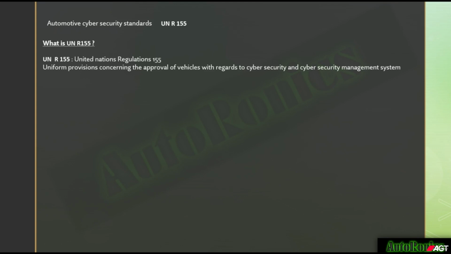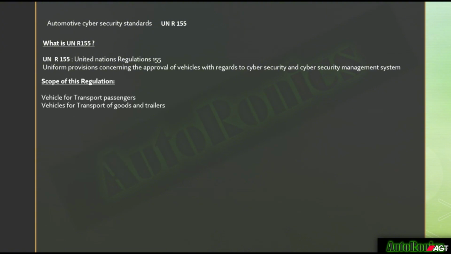Okay, now we will look at another standard, which is UNR 155. So what is UNR 155? UNR 155 stands for United Nations Regulation 155, which is uniform provisions concerning the approval of vehicles with regard to cybersecurity and the cybersecurity management system, which is CSMS. Yes, post the audit or checking, you will get a certification that the vehicle or the OEM commits to these cybersecurity standards.